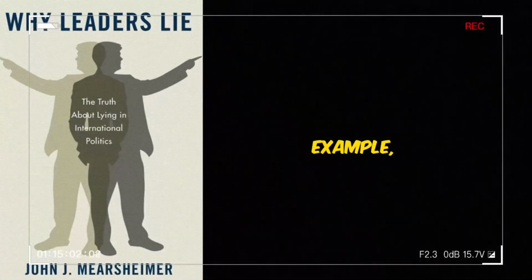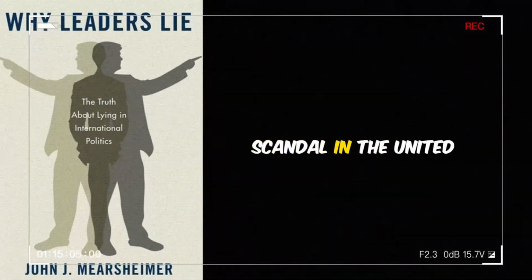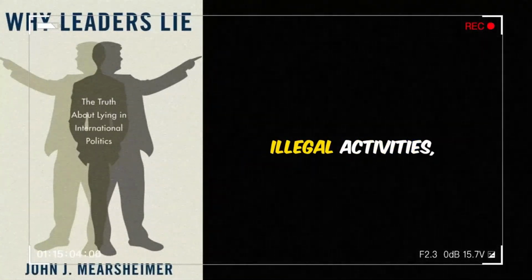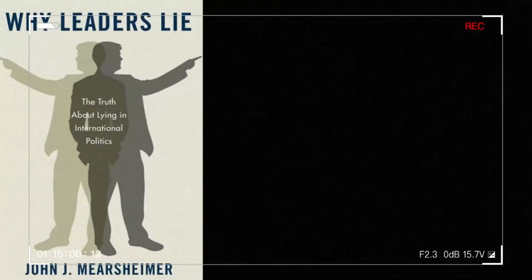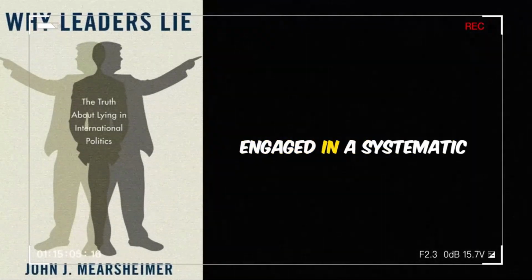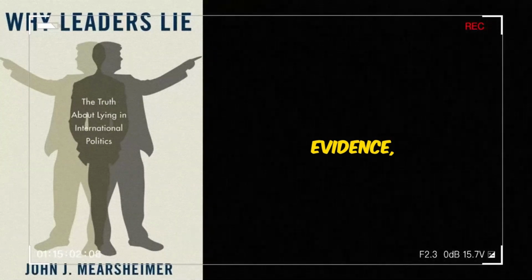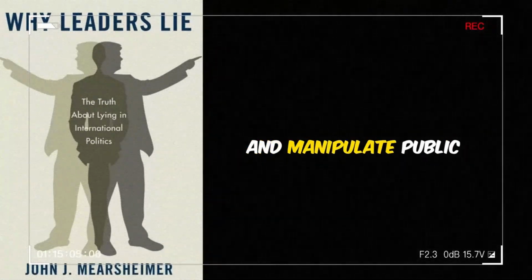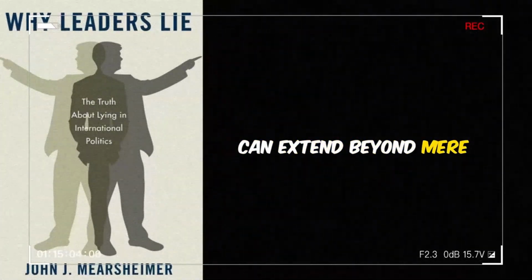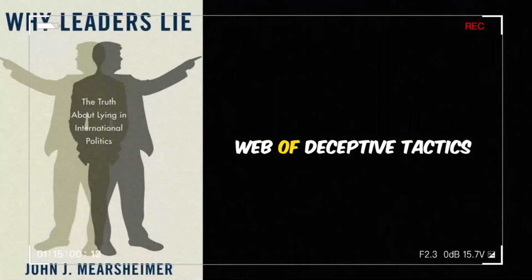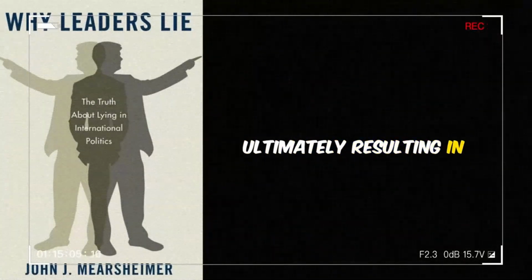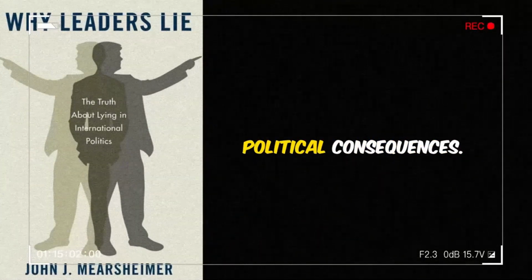As an illustrative example, consider the Watergate scandal in the United States during the early 1970s. In an attempt to cover up their involvement in illegal activities, including the break-in at the Democratic National Committee headquarters, senior members of the Nixon administration engaged in a systematic effort to conceal evidence, obstruct investigations, and manipulate public perception. This case exemplifies how strategic cover-ups can extend beyond mere concealment to involve a web of deceptive tactics aimed at preserving political power and public trust, ultimately resulting in profound ethical and political consequences.